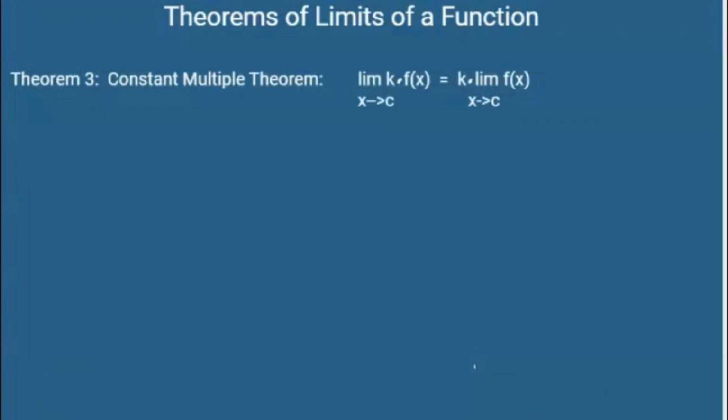Next is Theorem number 3. It's called the constant multiple theorem or the constant multiple law, which states that the limit of a constant multiple of a function is equal to the product of the constant with the limit of the function. So that's the limit of k, our constant, times f of x as x approaches c is equal to the constant k times the limit of the function as x approaches c.